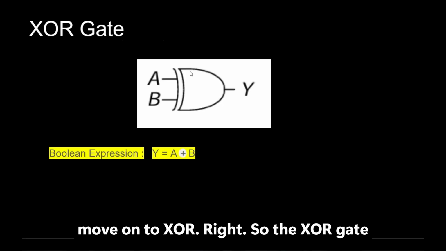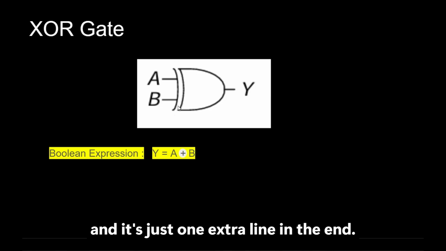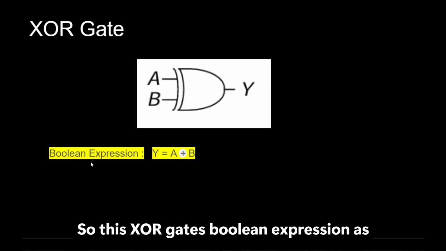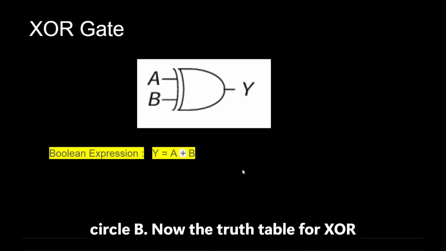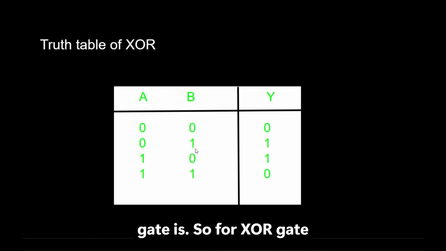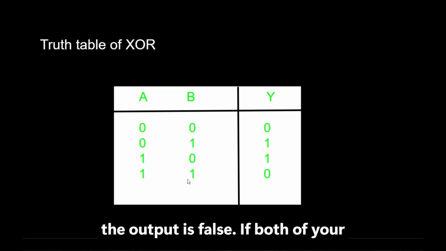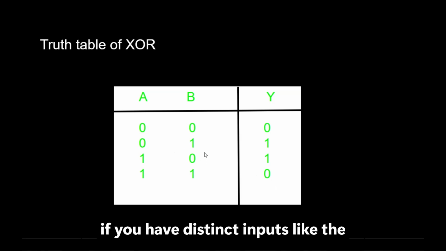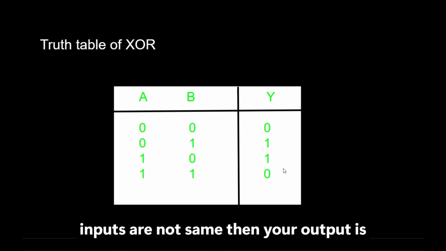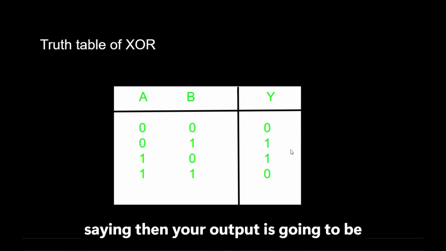Let us move on to XOR gate. So the XOR gate looks like OR gate, and it just has one extra line in the end. So this XOR gate's Boolean expression is y is equal to A plus, that plus is in a circle, B. Now the truth table for XOR gate: if both of your inputs are false, then the output is false. If both of your inputs are true, then the output is false. So if you have distinct inputs, like the inputs are not same, then your output is going to be true. If your inputs are same, then your output is going to be false.